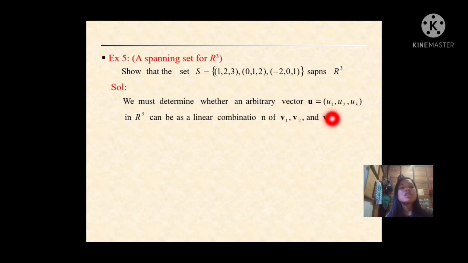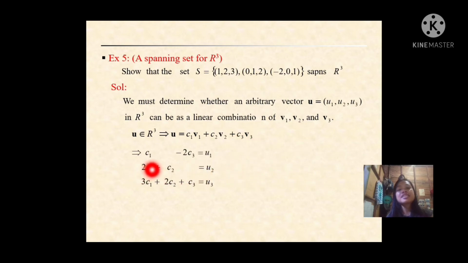For the solution, we must determine whether an arbitrary vector U = (U sub 1, U sub 2, U sub 3) in R cubed can be a linear combination of V sub 1, V sub 2, and V sub 3. So, U is an element of R cubed, and U equals C sub 1 V sub 1 plus C sub 2 V sub 2 plus C sub 3 V sub 3.